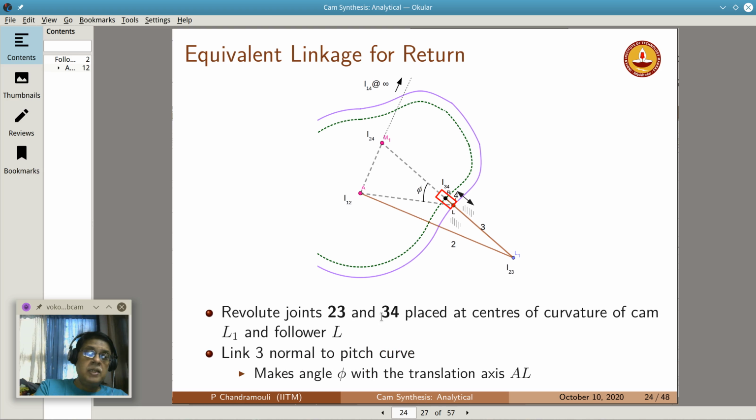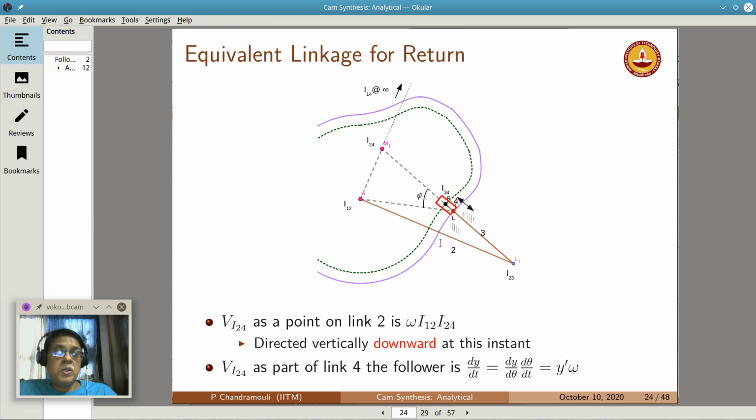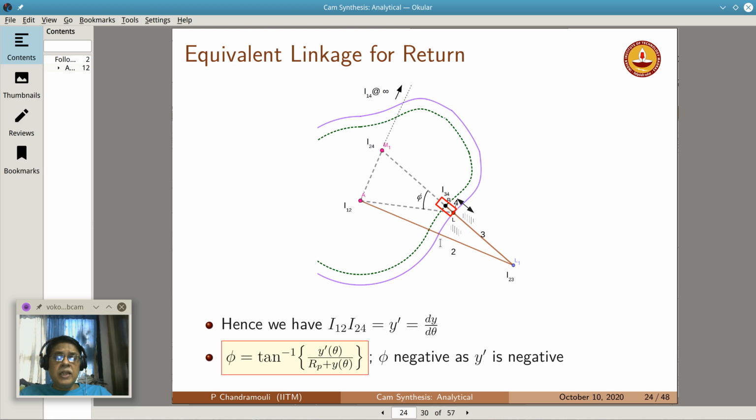So for the return, again we have an equivalent slider crank which has been identified. But as I remarked earlier, in the rise case we had it to the right side of I12. Now we have it to the left side of I12. So what that means is y prime is negative. We follow the same procedure, opposite side. This again is y prime of theta, and the adjacent side is rp plus y of theta. So we get the same equation. As I remarked, y prime is negative for the return, and therefore phi will be negative.